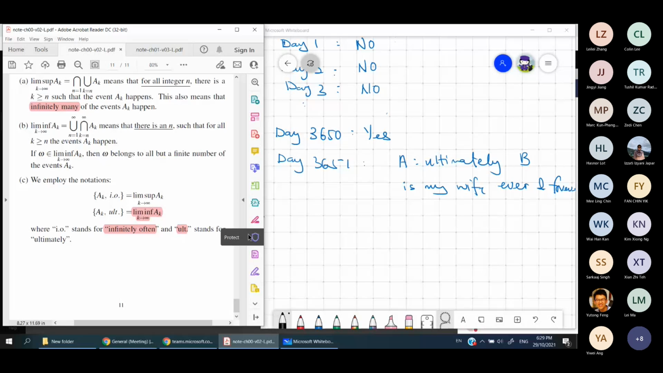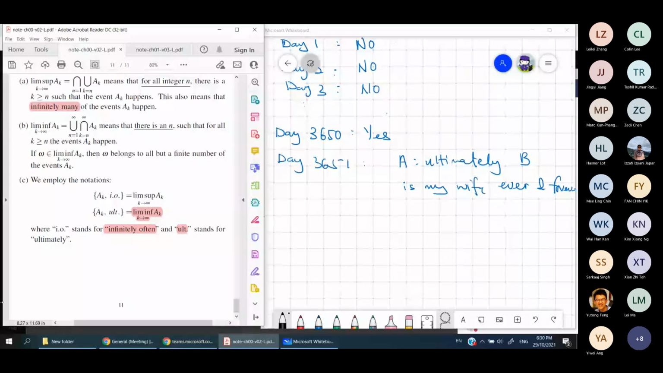Later on, when we do some actual calculation of the probability, you can see these things. But the idea is like this. I hope now you can get the idea of this "infinitely often," and we call it ultimately, and some call it eventually. That's the idea for these two things.